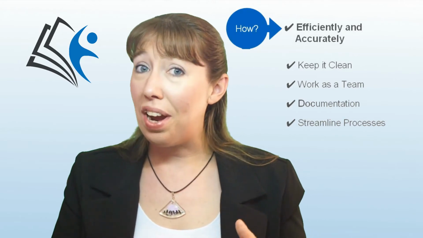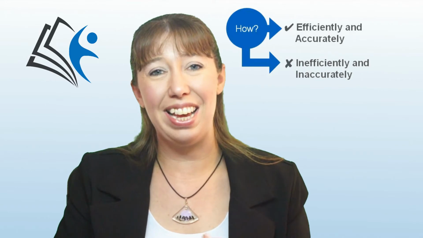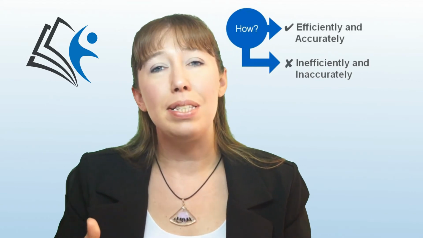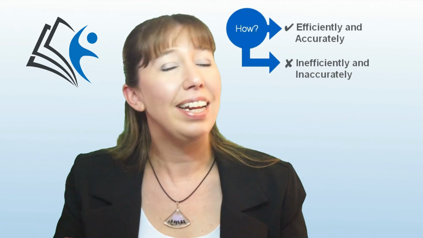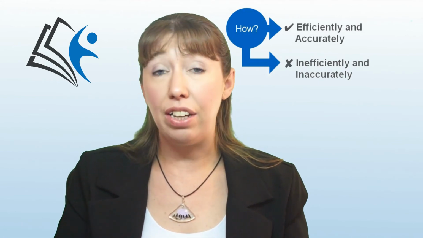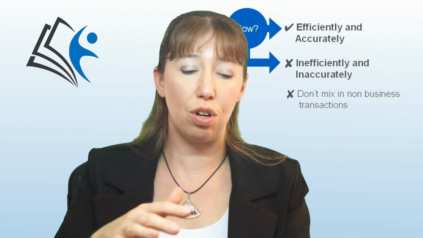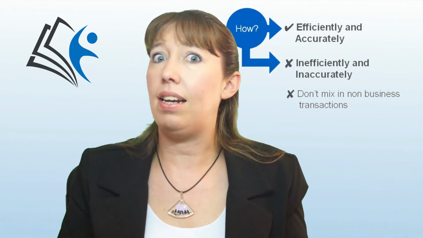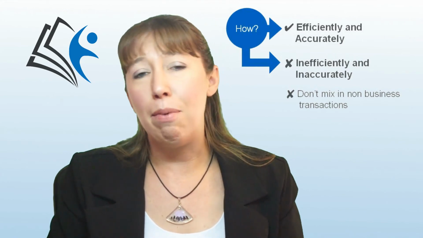Of course, the other way to approach bookkeeping is the opposite of all that. It's inefficiently and inaccurately. Not that you would do it on purpose, but when you're not mindful of the other thing you've got to do also, right? Then it starts to become less efficient and less accurate. So for example, don't mix in non-business transactions, either on your bank account, or maybe you've got a box of cash receipts and you just put all of them in there, and now you've got to figure out which ones are business and which ones aren't. That's a bit of a waste of time.